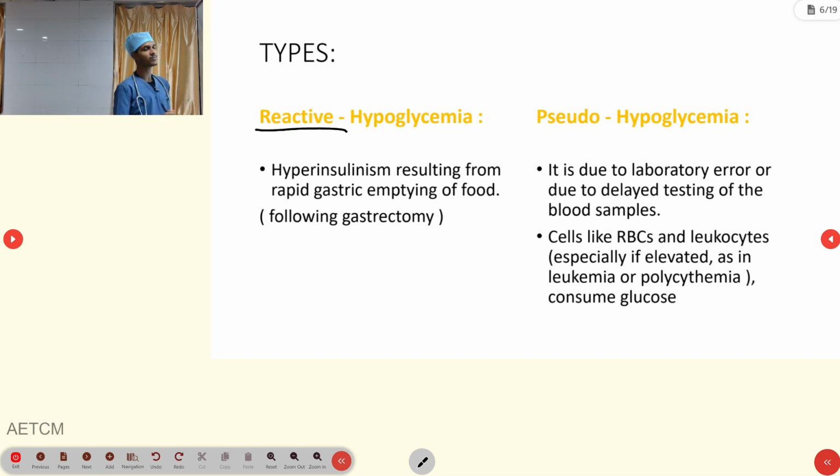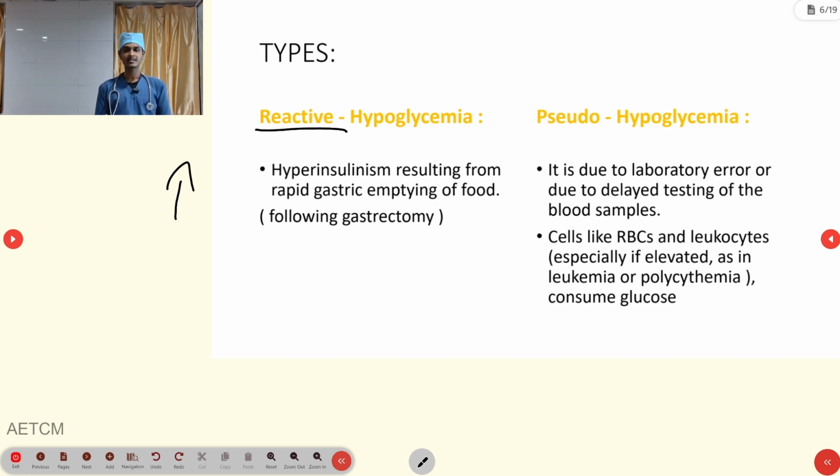Reactive means it is a reaction to something, right? What? Because of hyperinsulinism. The body is getting into hypoglycemia, meaning there is an excess insulin level in the body causing the hypoglycemia. That is reactive, or a reaction of hyperinsulinism. In this case, the person might already have a history of diabetes, for which he is on insulin therapy, and mistakenly or deliberately took less food but with the same dose of insulin. So that is one reason.